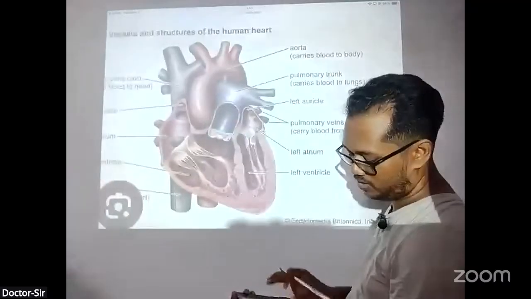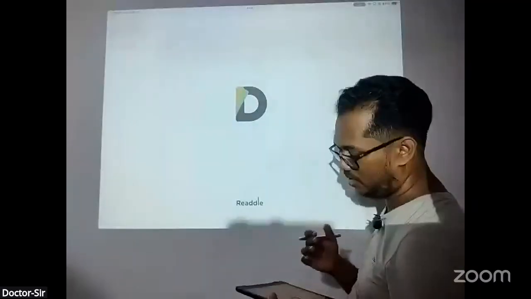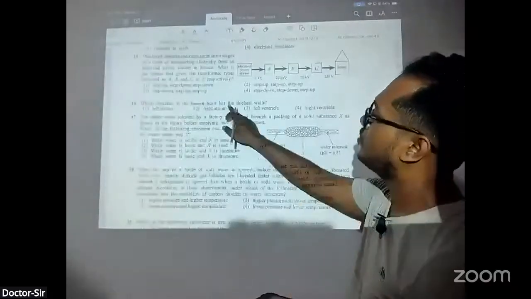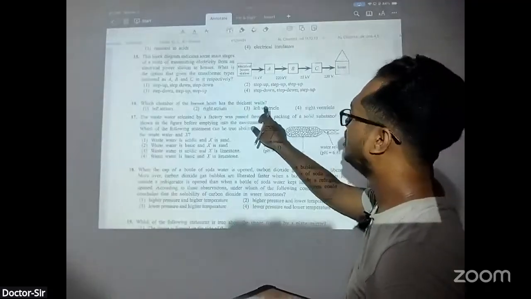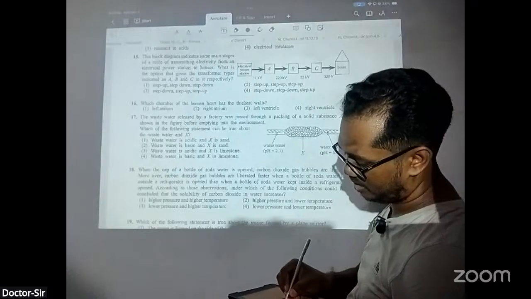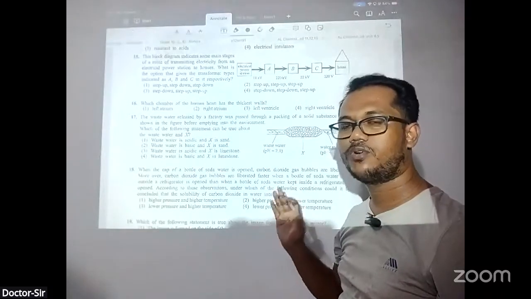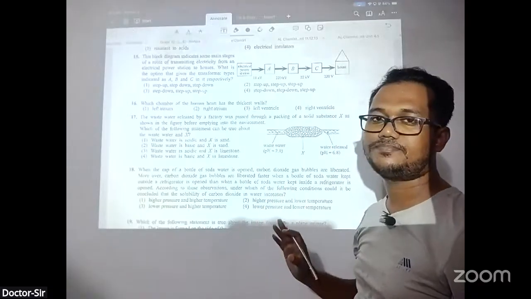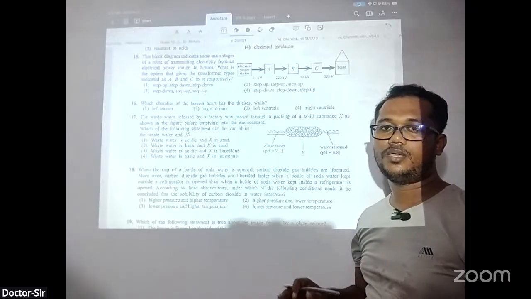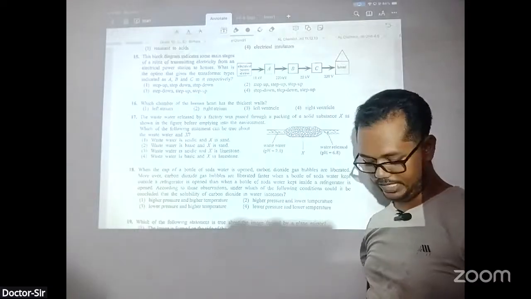Now we will move on to the question paper. So in the previous question paper, the answer for question number 16, which chamber of the human heart has the thickest wall? You can correctly mark the answer left ventricle. I don't know how many of you got this answer. If you got the answer, you can raise your hand. Okay, right, very good. Only a few of you answered it, right? Okay.